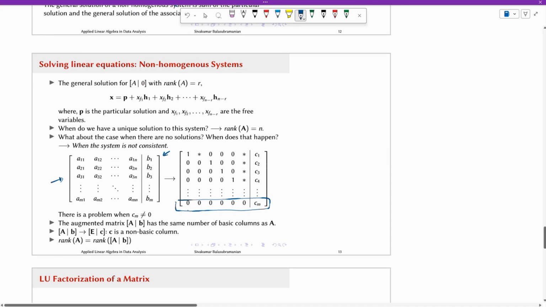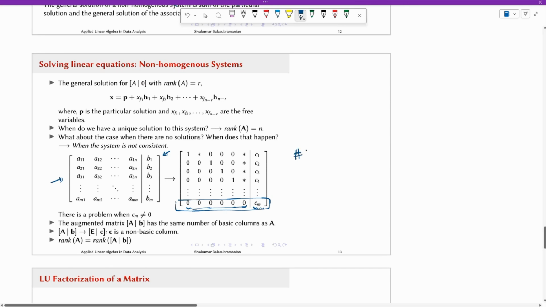However, if you have a situation where the 0 rows of the A part of the matrix also have zeros in the b part of the augmented reduced row echelon form matrix, that is solvable. It's just that it'll have infinitely many solutions. Or it can have infinitely many solutions, let me put it that way. But the moment you see this, you cannot solve it. End of story. Okay.